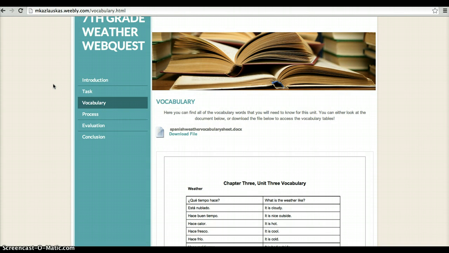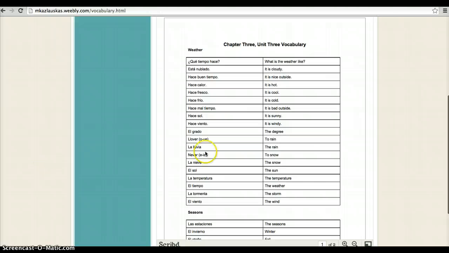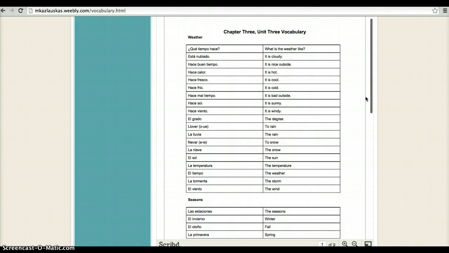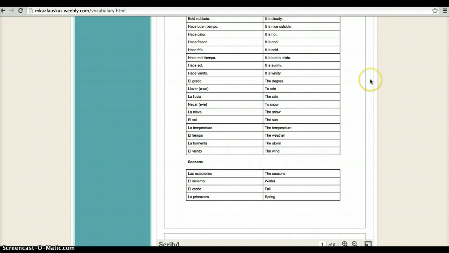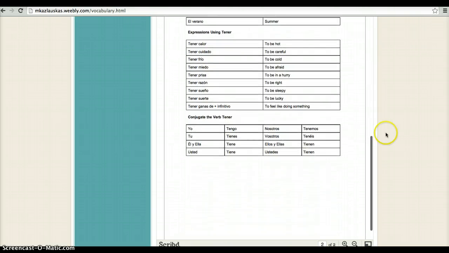I took the document that you gave me and I created a Google Doc, which the students may know how to use or not. Basically, it was just a way to embed it onto the website itself, so that it's a little bit more interactive. So it's all the vocab words that you gave me, and you can scroll down, which is pretty nice. And then I went ahead and conjugated the verb tener for them and included all the definitions.